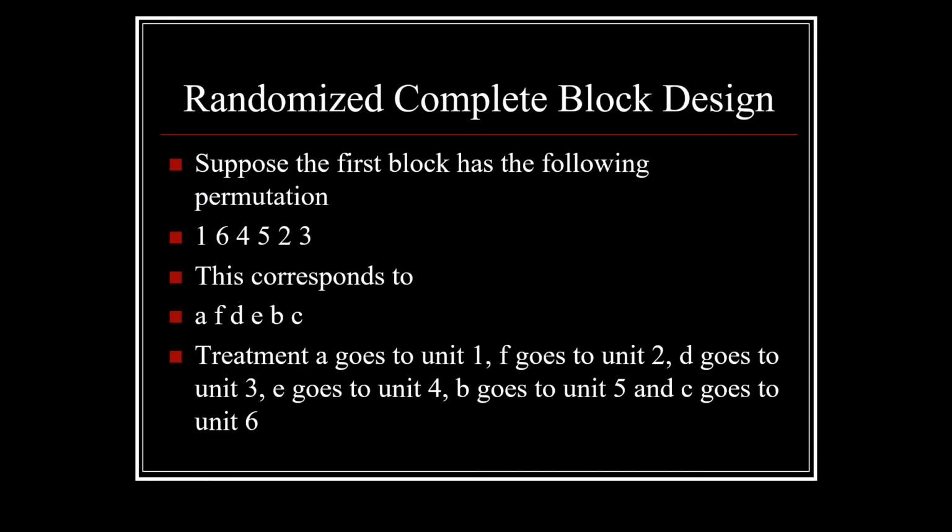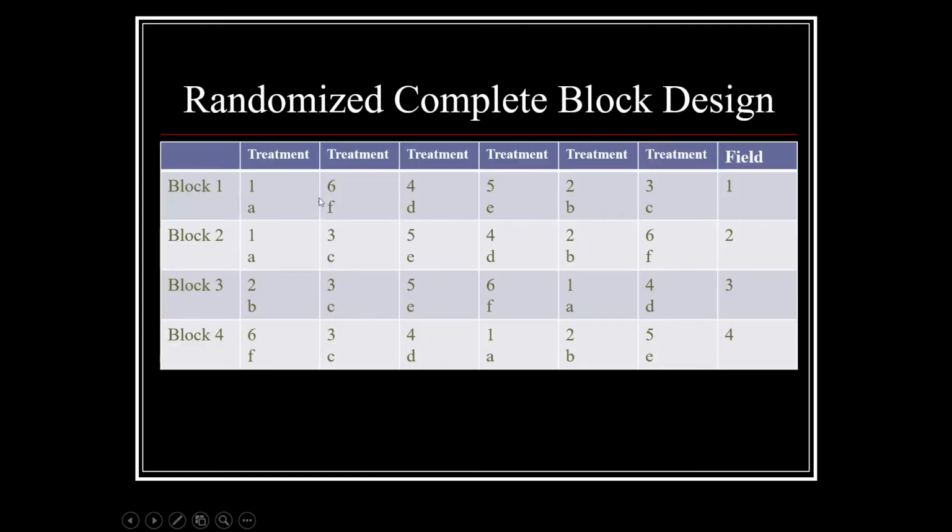So this corresponds to treatments A, F, D, E, B, C. And so treatment A goes to unit 1, F goes to unit 2, D goes to unit 3, E goes to unit 4, B goes to unit 5, and C goes to unit 6. I've laid out what we're talking about. Now in block 1, remember we had the permutation 1, 6, 4, 5, 2, 3, and block 1 is field 1. And treatment A, treatment F, treatment D, treatment E, treatment B, and treatment C. And then I've laid out the remaining blocks and their respective permutations.